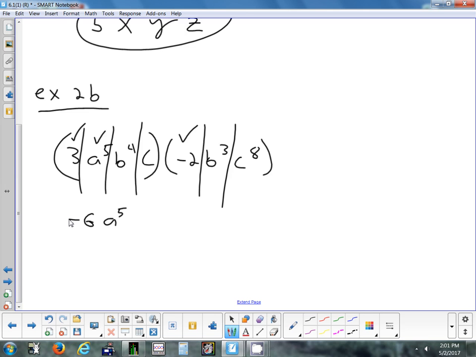Look through. Is there anything to combine with the B? Yes. B to the 4th and B cubed. So what would that give you? B to the 7th. Yep, B to the 7th. Now, any letters that are left I haven't looked at yet? C. The first one is C to what power? 1. C to the 1st combined with a C to the 8th. C to the 9th. And that's it.